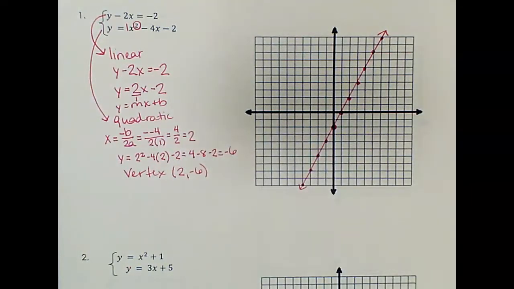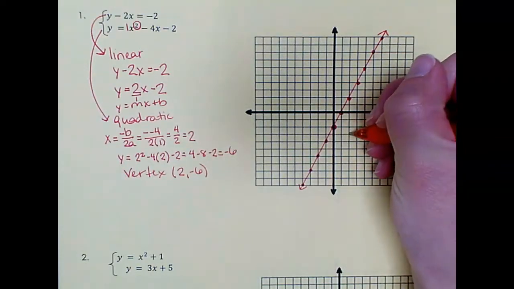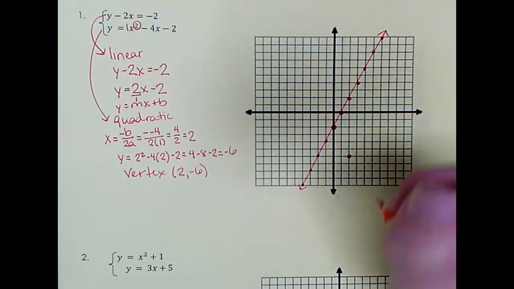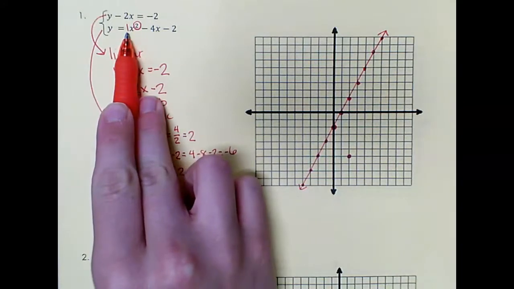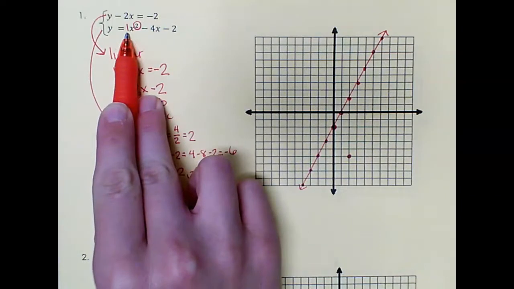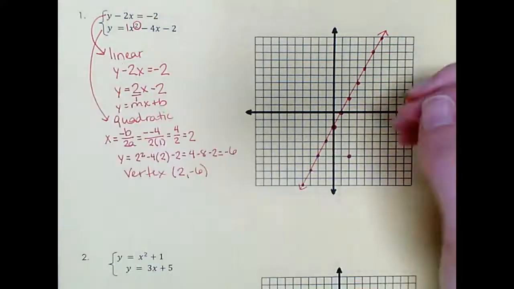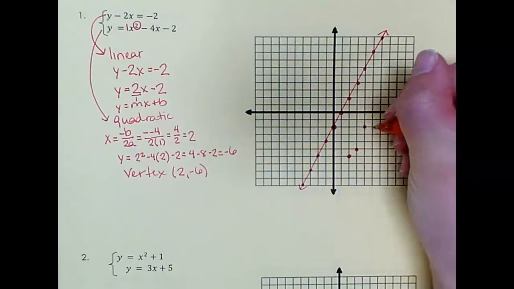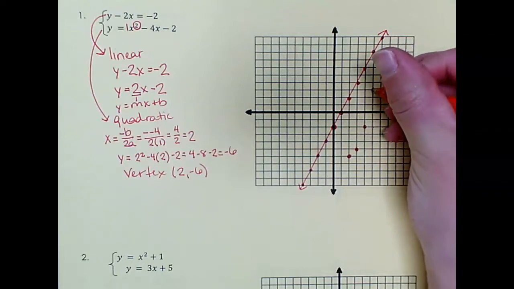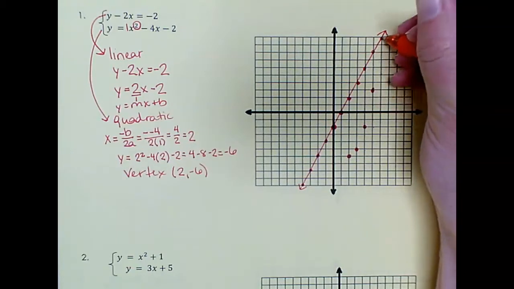So I'm going to go ahead and plot my vertex at 2, negative 6. 1, 2, 3, 4, 5, 6. I look at the a value here. It's positive 1. That means that my parabola opens up, and I can use just my regular quadratic pattern. Over 1 up 1, over 1 up 3, over 1 up 5. I could probably fit in another one, over 1 up 7. Look at that.